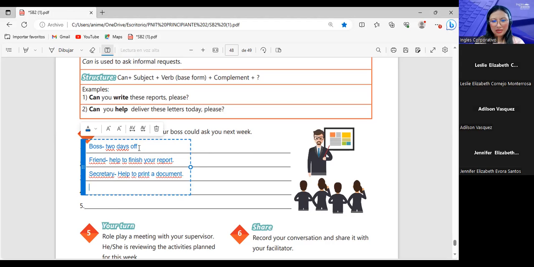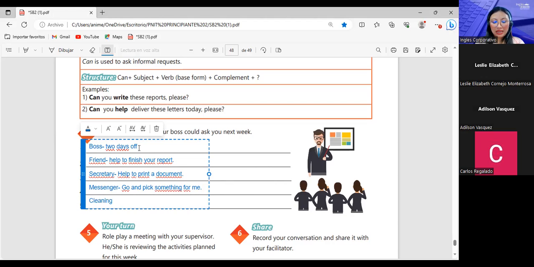¿A quién más le podemos hacer una solicitud? Boss, friend, secretary. Any idea? Me interesa esta. Yeah. The messenger. The messenger, right. Personas que casi no interactúo con ellas. ¿Qué le pedimos al messenger? Ir por un paquete o algo así, yes, no sé. Go and pick something for me. Recoger algo para mí. It can be a package. Una carta.